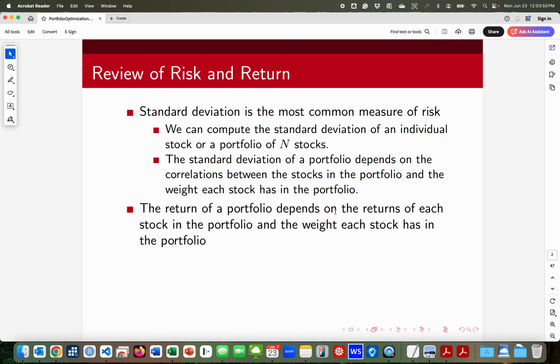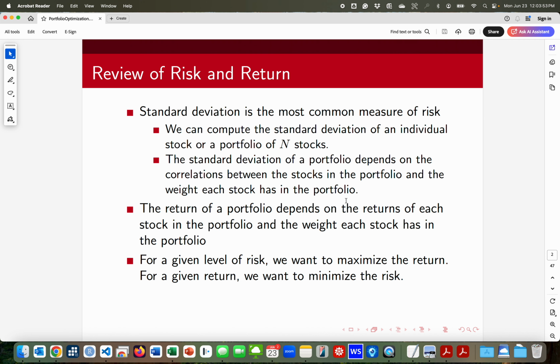So the return is just the weighted average of the individual returns. So if we have a 3% return, a 5% return, a negative 2% return, we weight those values using the shares of the stock in the portfolio, and that's how we determine the return.